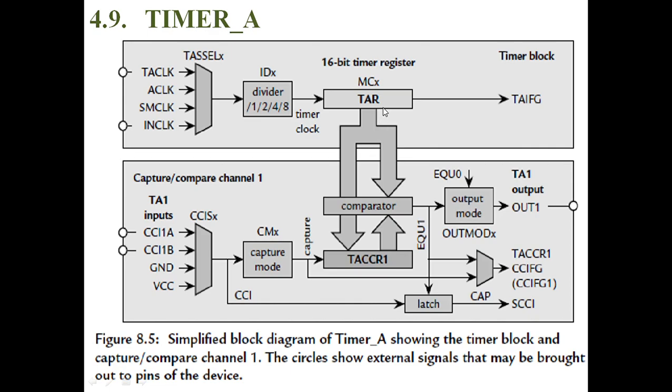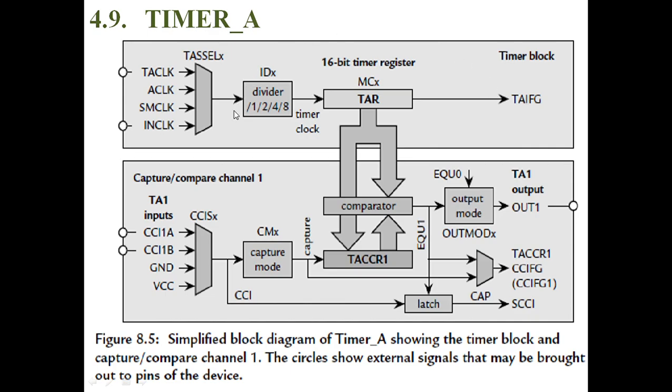Whenever the timer A register value meets the timer A capture and compare register value, it generates the interrupt flag, which is given as an output signal. Similarly, it generates the capture and compare interrupt flag. Then it resets the timer A register, that means its value will be cleared and becomes 0, by enabling the timer A interrupt flag.